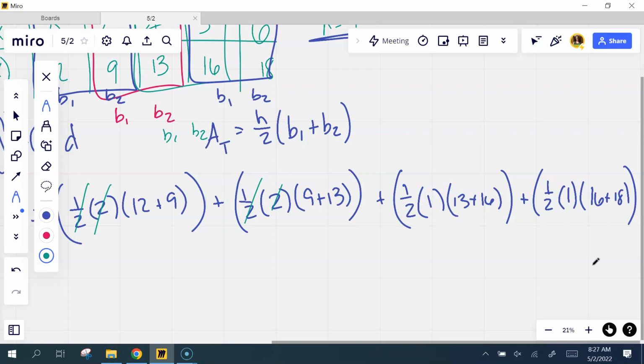And then, do y'all need me to finish working that, or can you take it from there? It's just the setup you needed. Does that clear things up for trapezoid rule? Do I need to do another one, or are y'all okay?